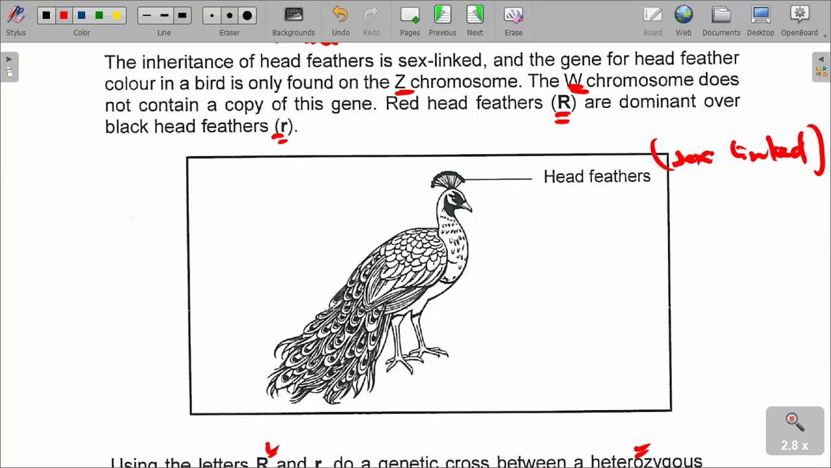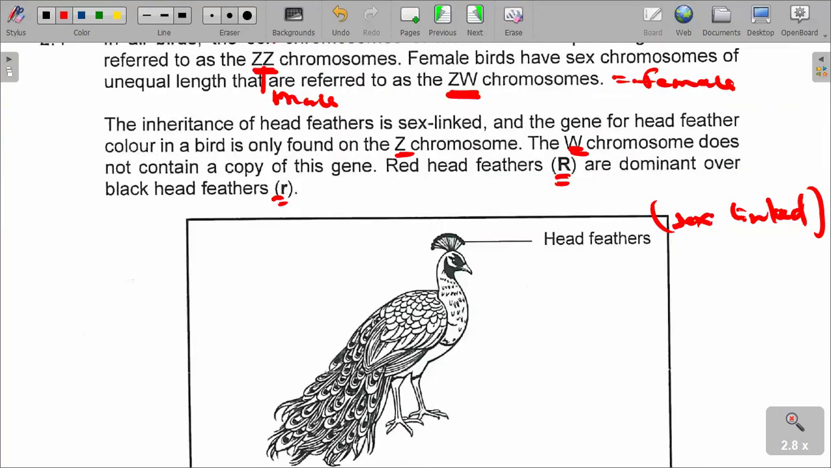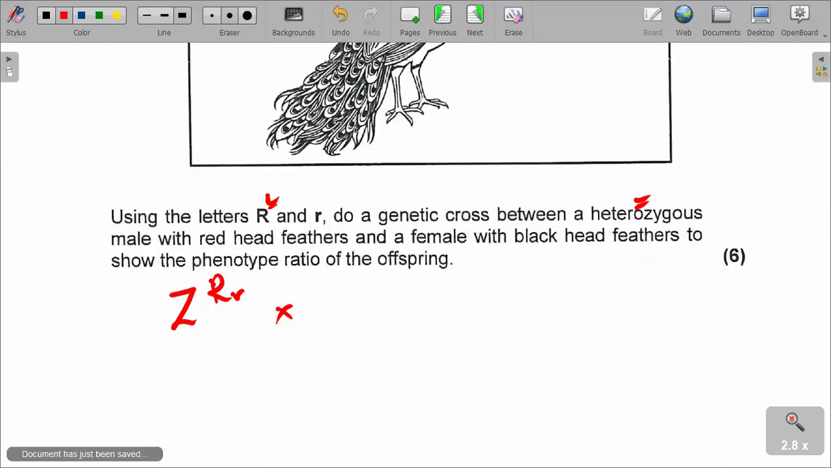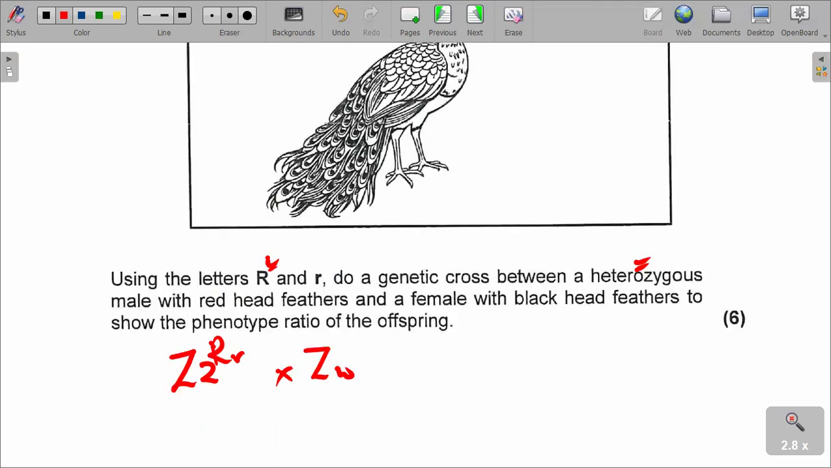the W chromosome does not contain the gene. So what we are saying is that we have got also this is a ZZ, and then we are saying it is crossed with ZW, but we have got what? We have got our black, which is recessive R. Our recessive R is this one.